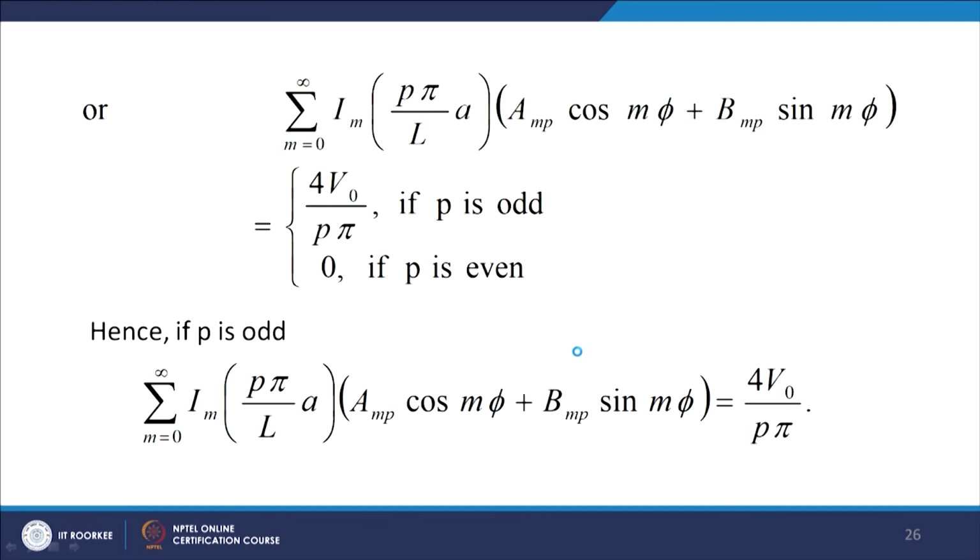Now, we can say sigma m equal to 0 to infinity I m p pi over l a m p cos m phi plus b m p sin m phi is equal to 4 b naught over p pi, where p is odd, 0 when p is even. Hence, if p is an odd integer, we have sigma m equal to 0 to infinity I m p pi over l a m p cos m phi plus b m p sin m phi equal to 4 b naught over p pi. Now, the left side contains cos m phi and sin m phi terms, but the right side does not contain cos m phi and sin m phi terms, therefore, m has to be taken 0.